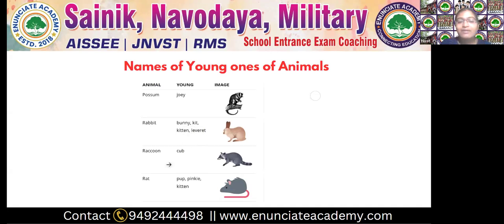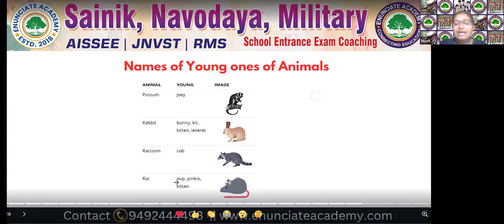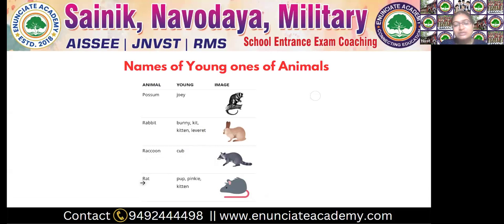And the young one of raccoon, this is raccoon, children. The young one of raccoon is called a cub. And the young one of rat is called a pup, pinky, or kitten. The young one of mouse is also called a pup, pinky, or kitten.